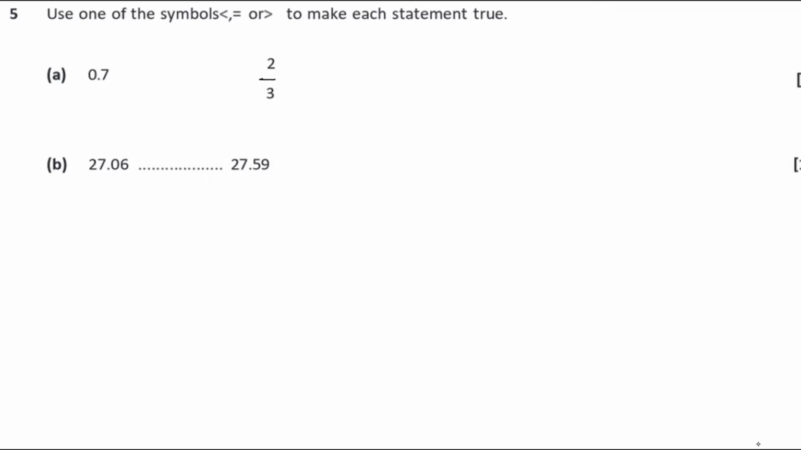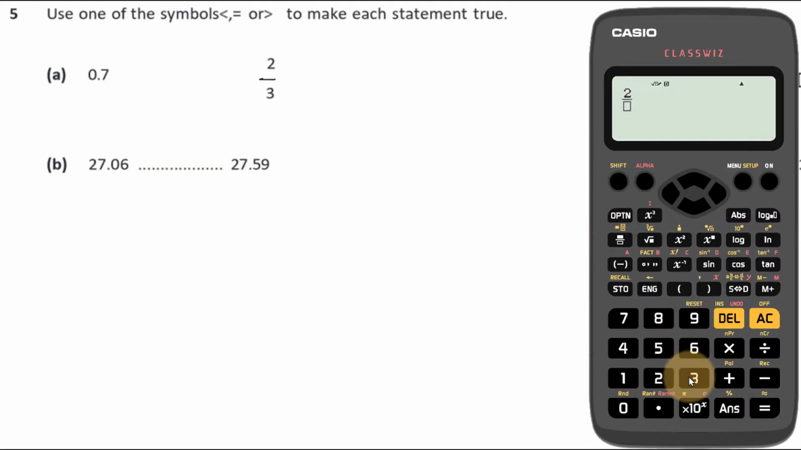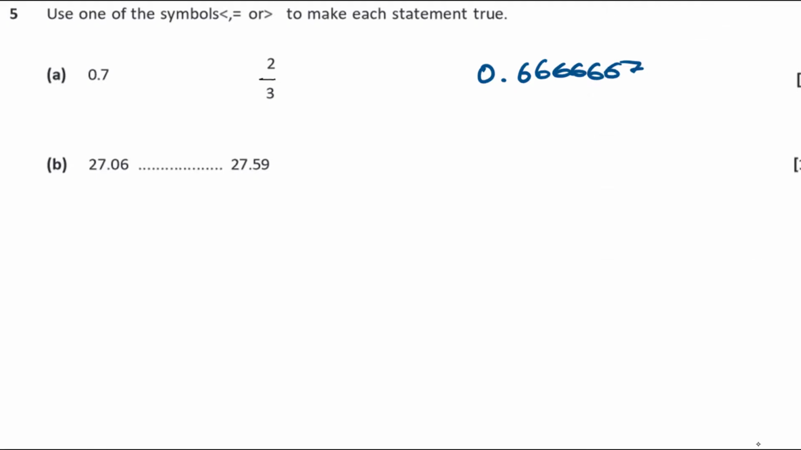Question 5, use one of the symbols less than, equals or greater than to make each statement true. Which one is bigger, 0.7 or 2/3? Now if you type in 2 divided by 3 into your calculator, you're going to get 0.6, either with a dot on it, or it might just be 0.6666666 as far as your display will show, and then a 7. Regardless, you can see if I compare this 7 here with this 6, then this one is bigger, isn't it? Okay. Yeah, so 0.7 is bigger than 2/3.